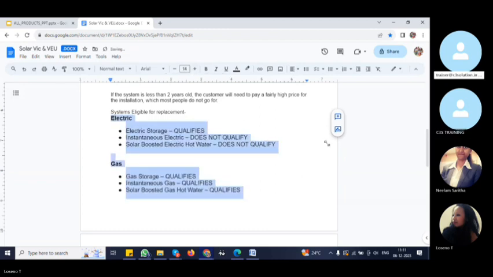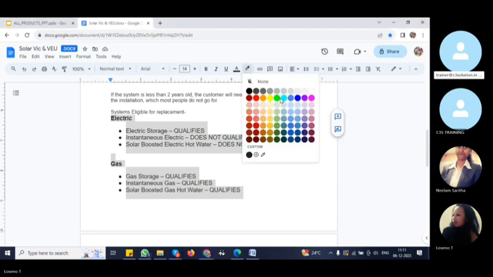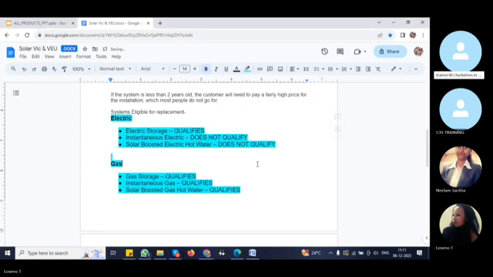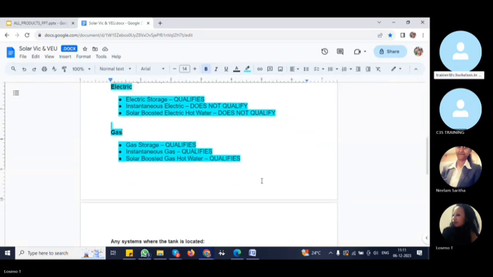Now you guys got it, right? If it is an instant gas, yes, it is ineligible. If it is a normal gas hot water system, yes, it is ineligible. If it is a solar boosted gas, yes, it is ineligible. And a normal electric standalone hot water system, yes, it is ineligible. Apart from those four, anything else will not be eligible.